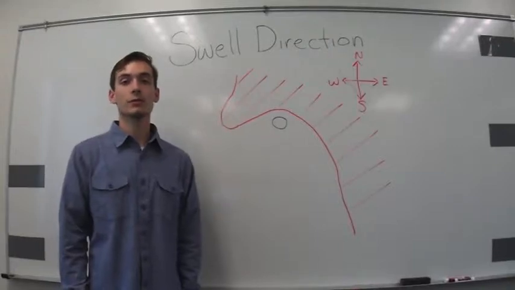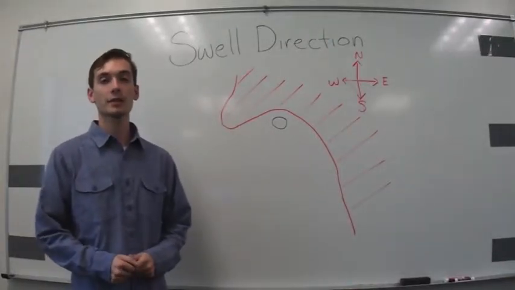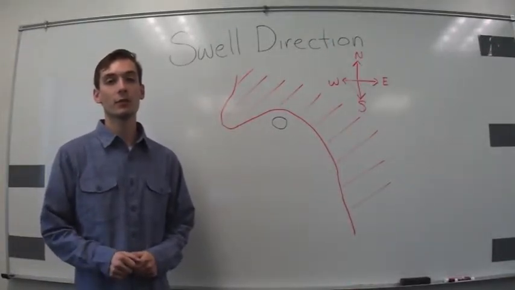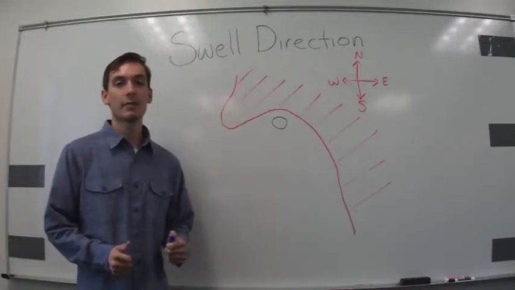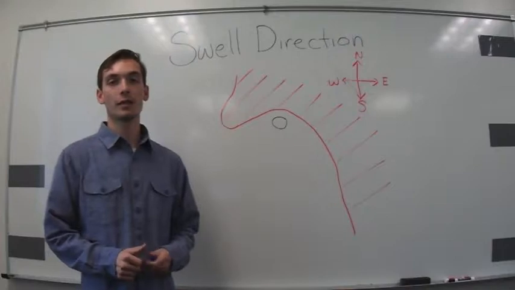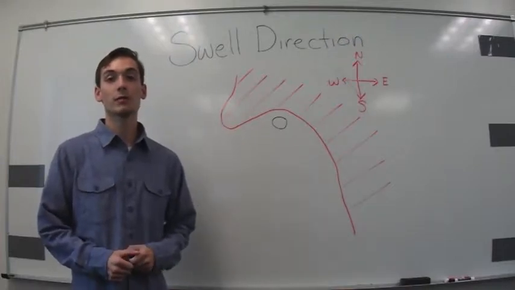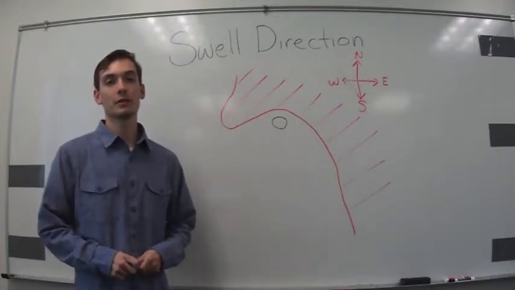The first thing to look for is swell direction. Swell direction tells us which direction the swell is coming from. This is important because oftentimes there are land masses like peninsulas or islands off the coast that can block swells from coming in from certain directions.